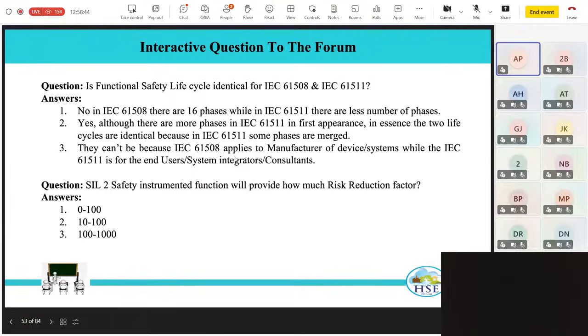So Shalini ma'am, these are the two questions. You can raise the polls, okay? And we will give you 5 minutes. You answer those polls.